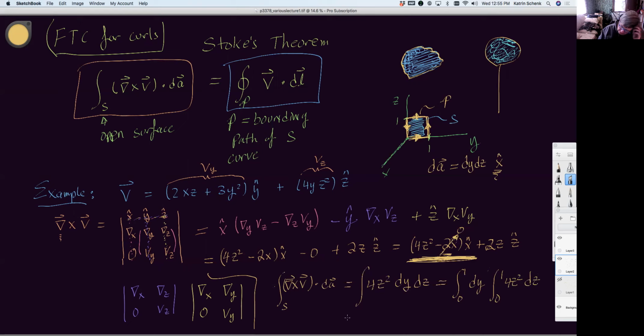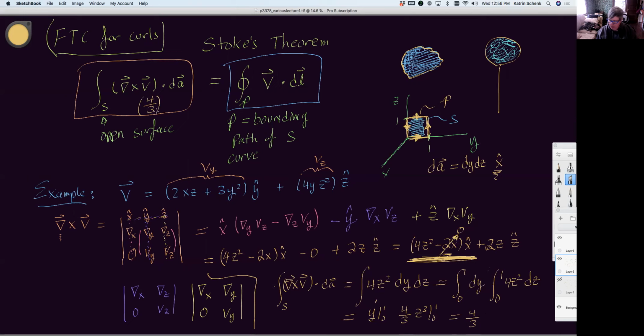So that's equal to the integral of 1, it's a y from 0 to 1, which is just 1. And then it's 4 thirds z cubed from 0 to 1, which is just 4 thirds. So this whole thing is 4 thirds. Okay, so this part is 4 thirds.